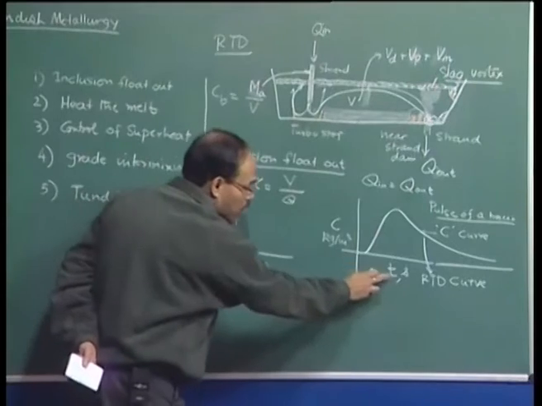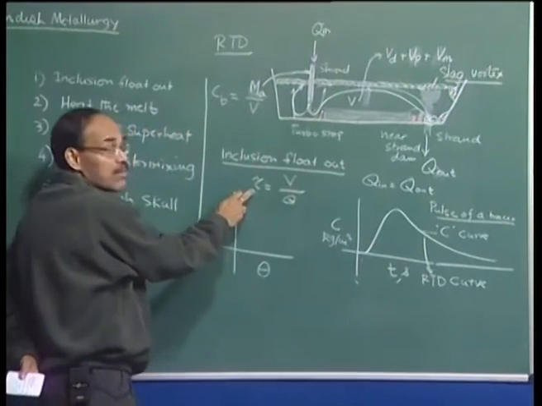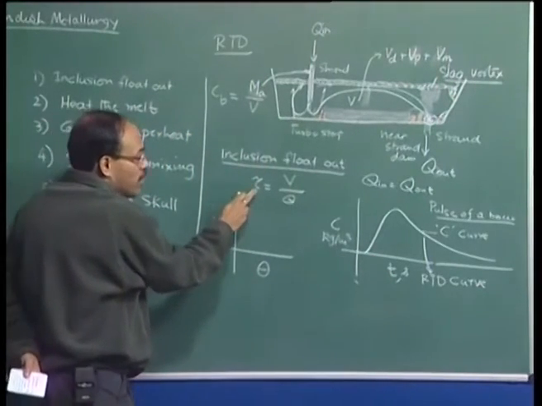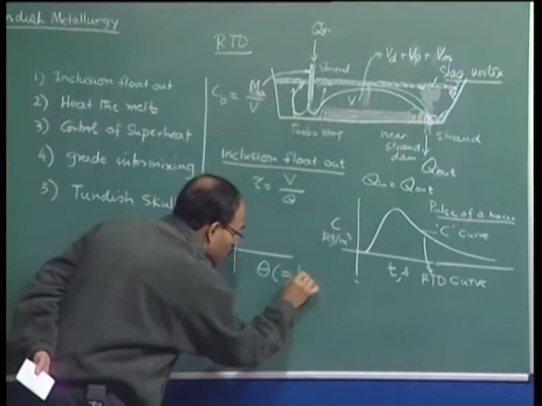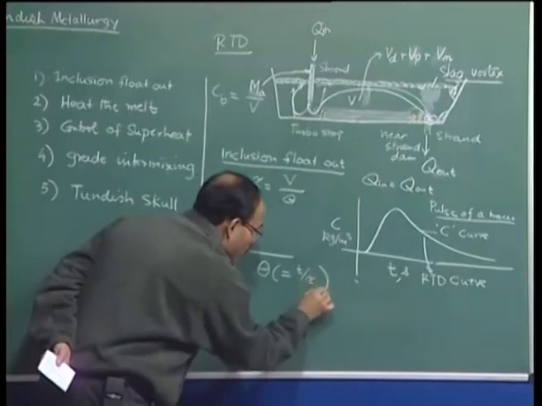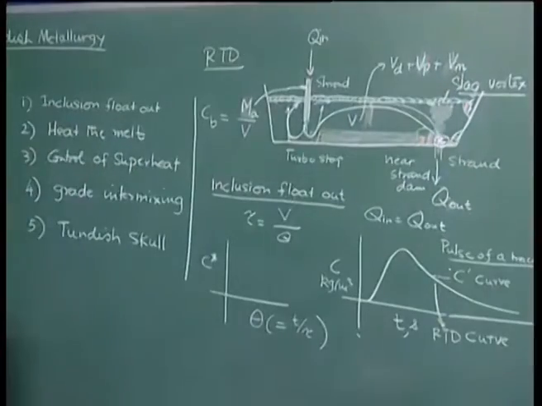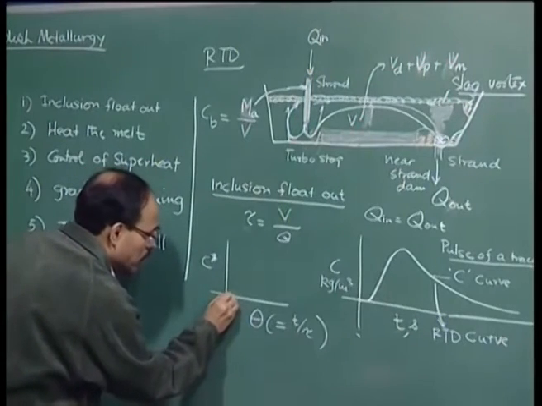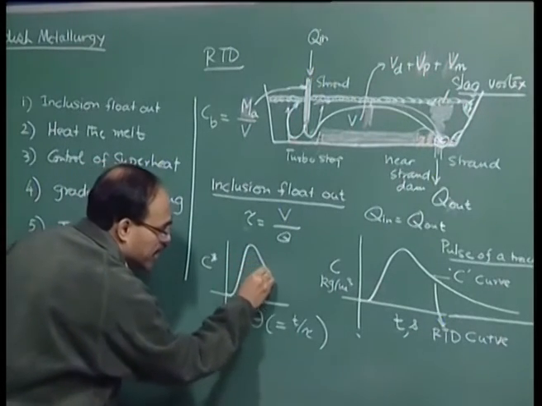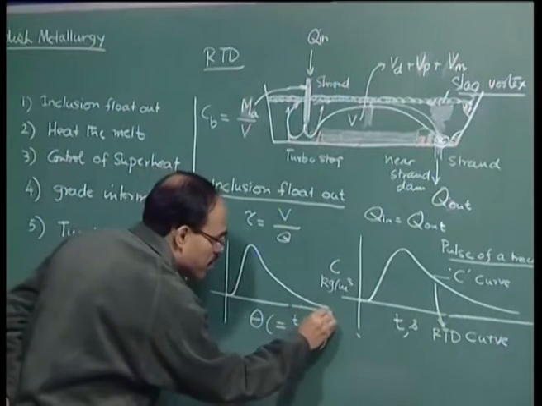Similarly, this is the time which is in seconds, and this is the non-dimensional time, divided by the nominal residence time. So this is actually equal to t divided by tau. The nature of the curve does not change, only the extent of the height etc. will change. So, it again remains the same.